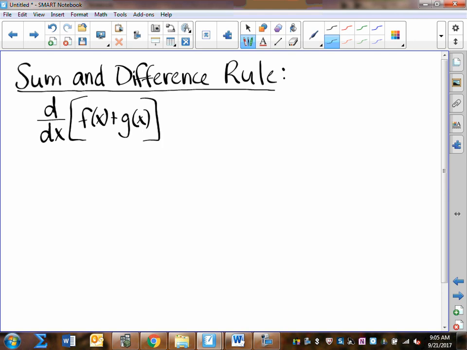so again, d dx, and you can take the derivative of whatever these 2 functions add together, take the derivative of that. That is the same thing as the derivative of the first plus the derivative of the second. Okay, so derivative of the first plus derivative of the second. Pretty basic. Kind of similar to our limit rules there. Now this is the same for difference. If it is f of x minus g of x, then it's f prime of x minus g prime of x. Okay, so same rule for difference.